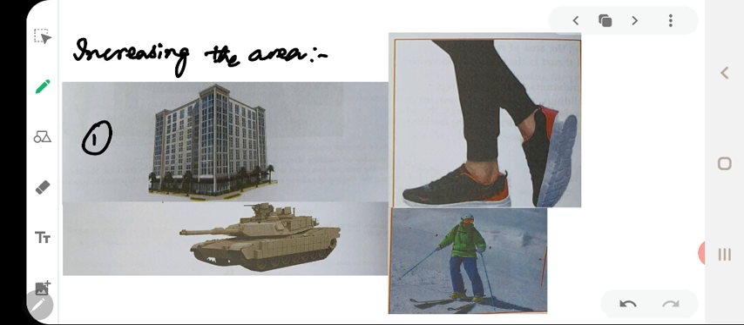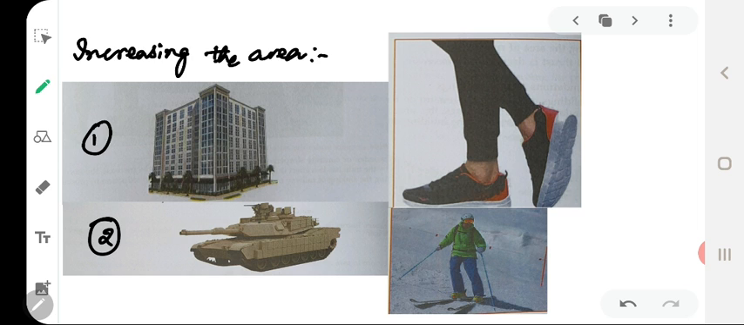High-rise buildings exert a lot of pressure on the ground, and due to this, they may sink in the ground. By giving a wide foundation to such buildings, the area over which the pressure of the building acts is increased. This reduces the pressure exerted by the building on the ground and it does not sink. Observe the second picture.